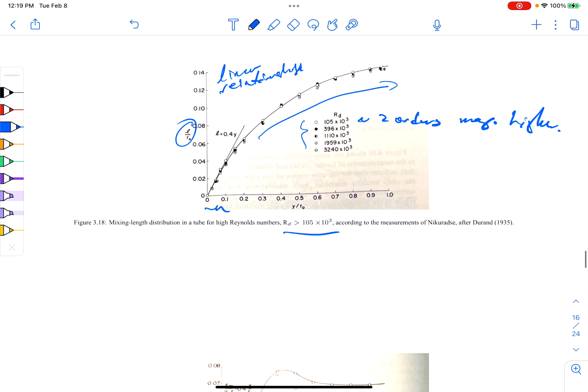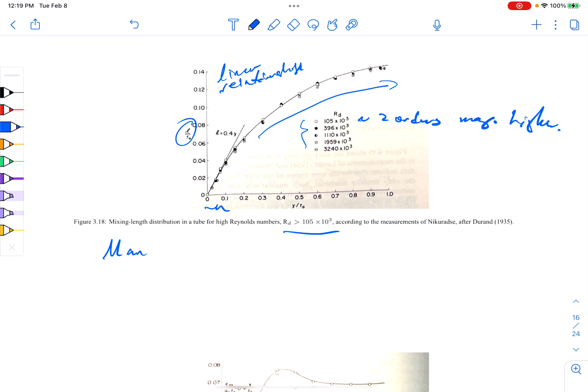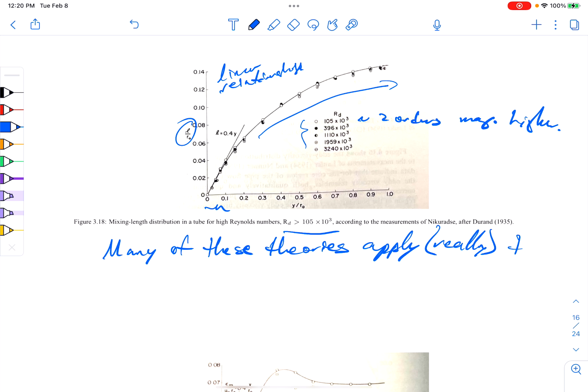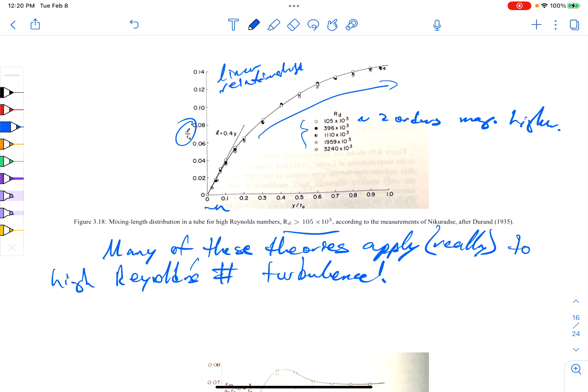To me, one of the big takeaways is many of the theories apply really to high Reynolds number turbulence. Right, so if you're close to a transitional flow or even low Reynolds number turbulence, then you can expect to find self-similar turbulent statistics in your flow.